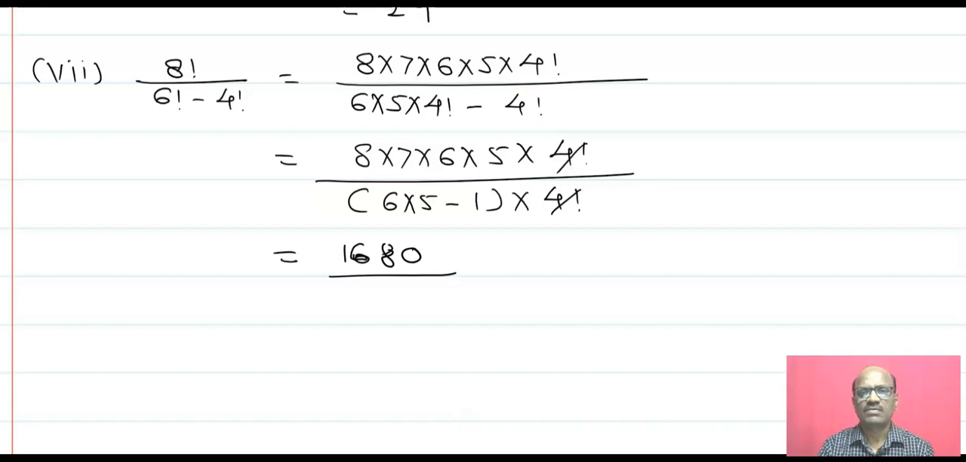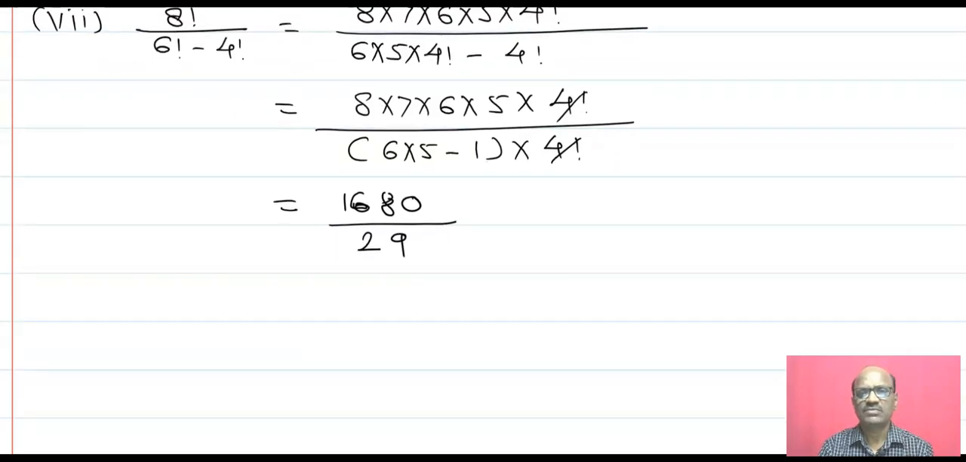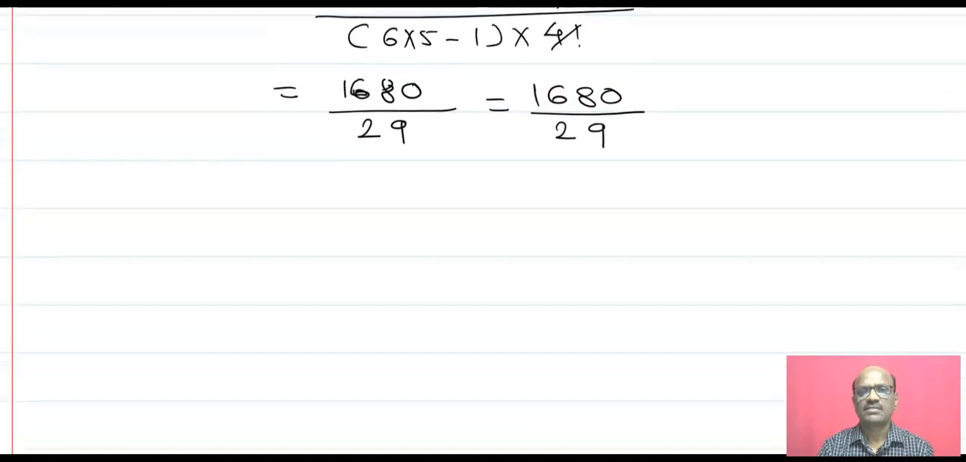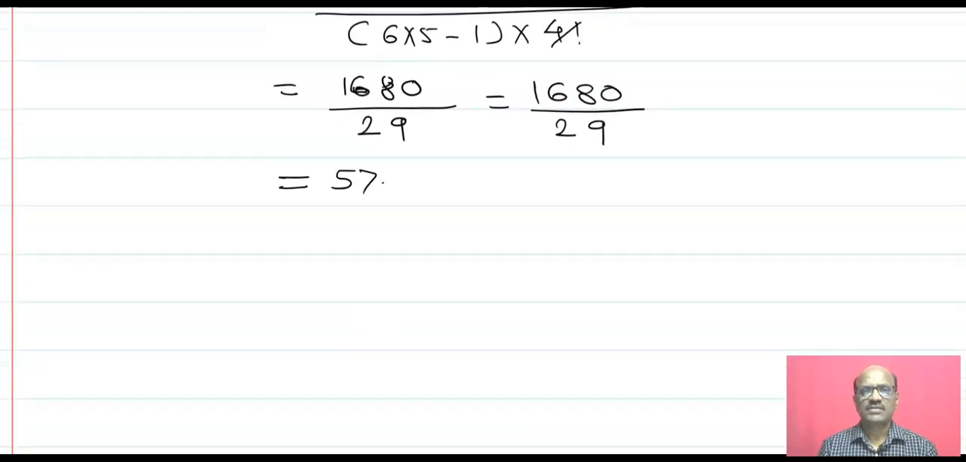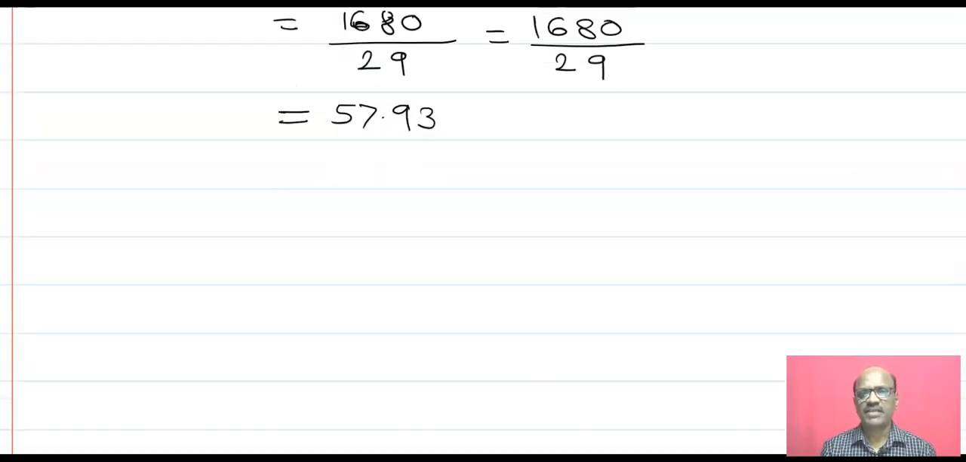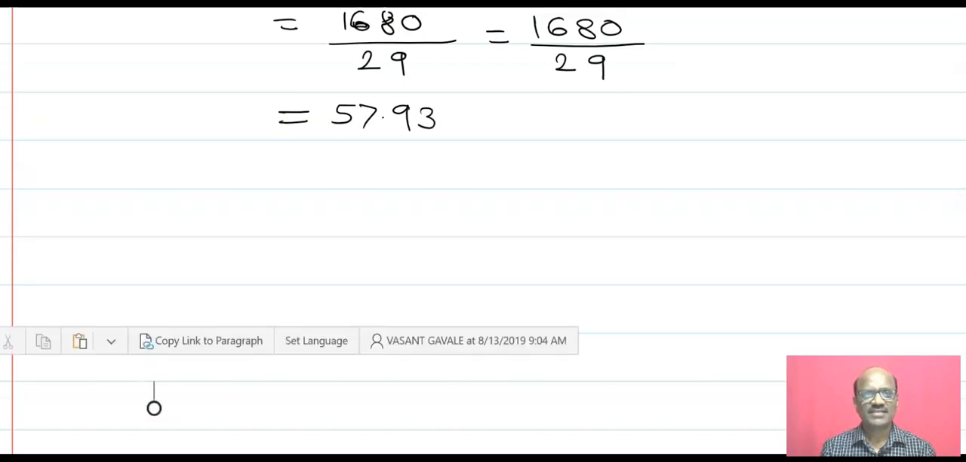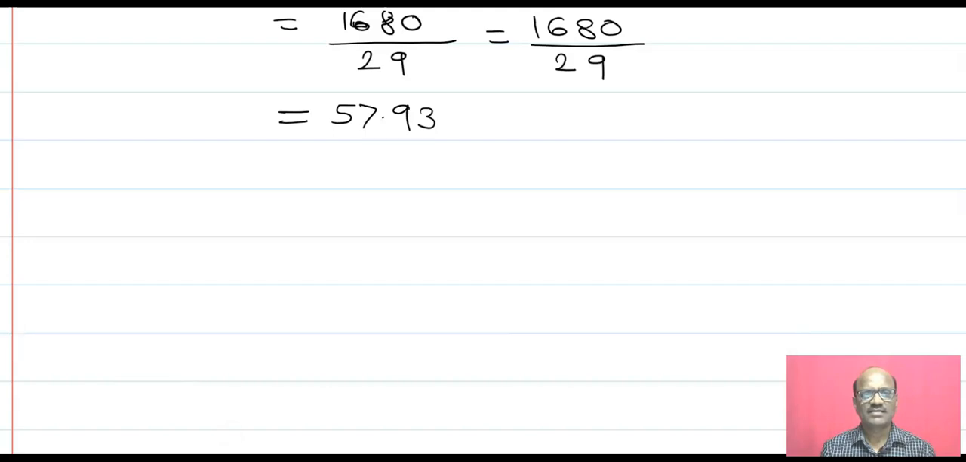That is 1680 upon 29. This is the 57.93. Now next, normal calculations are there.